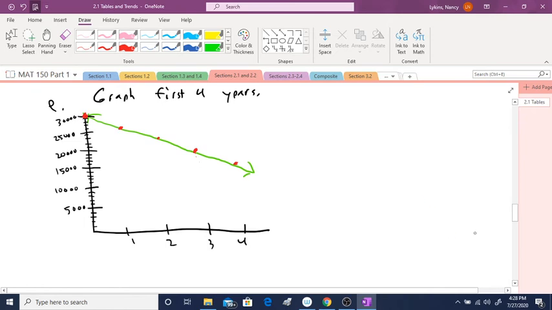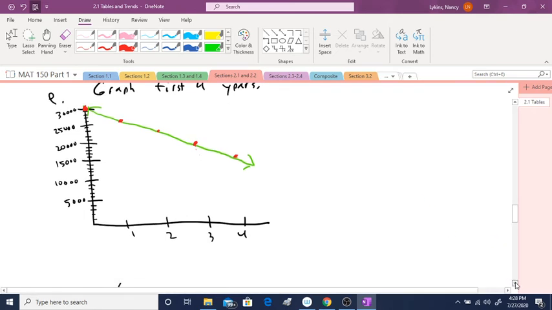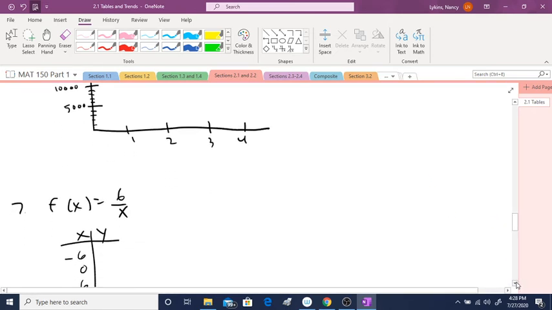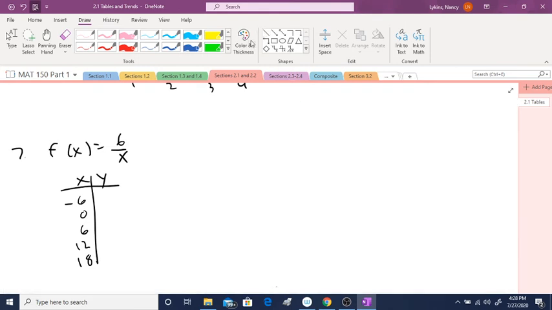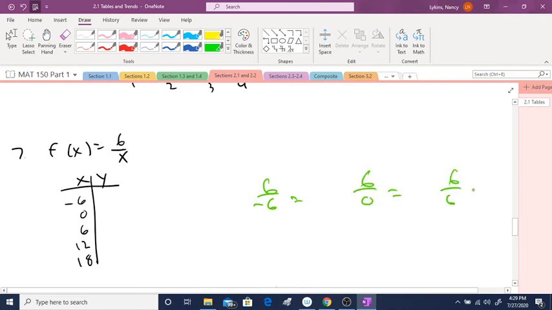Okay. Now, my last example, I got 2 more, I'm sorry. I want to introduce you to this one. F of x equals 6 over x. So each one of these I'm going to say negative 6. What does that give you? 6 over 0 equals what? 6 over 6 equals what? 6 over 12. And finally, 6 over 18.